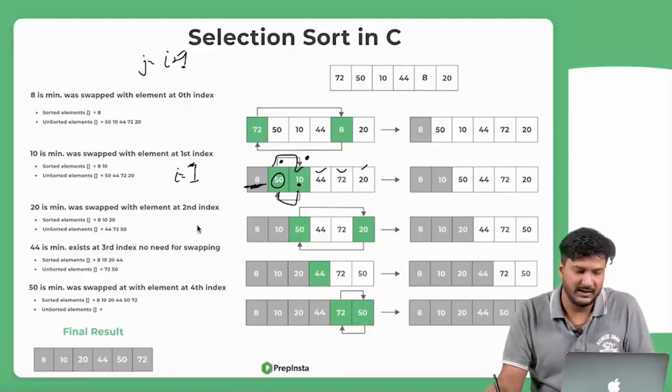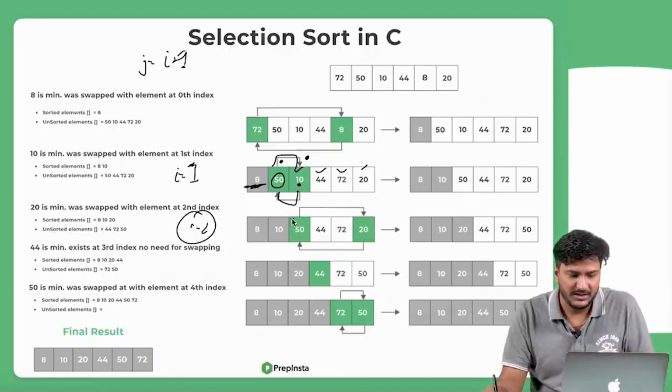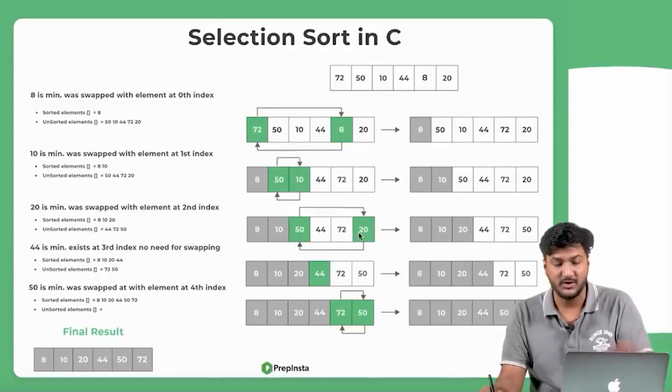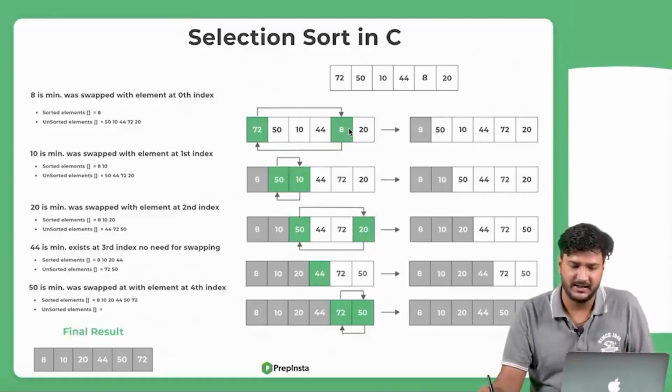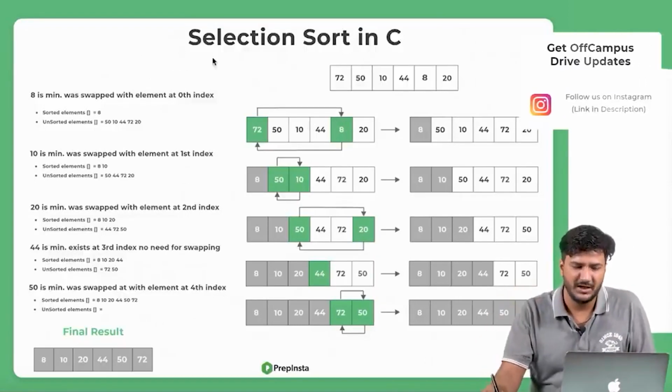Again, if I move forward, in that case my i value would be 2, and my j value would start from here, here and here, right? So I will compare, okay, 20, then again swapping. One more thing that you notice is, obviously, we are swapping things here, right? So I don't want to go into much detail upon it.